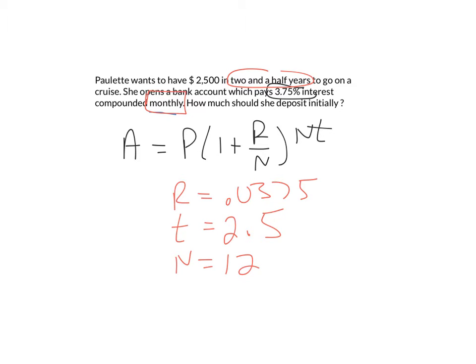The question says she wants to have $2,500 in 2 years. How much should she deposit initially? Letter P is the principal. That's the money that's deposited initially. And here the balance, letter A, Paulette wants to have $2,500.